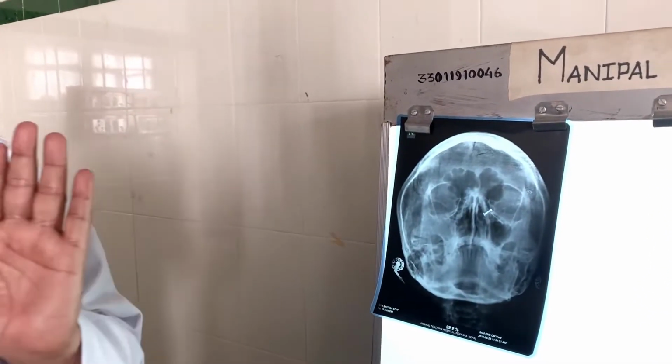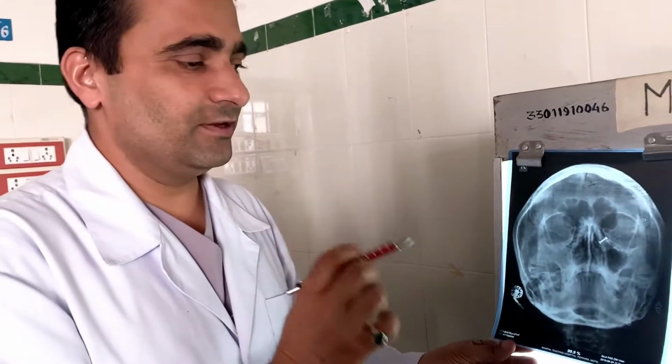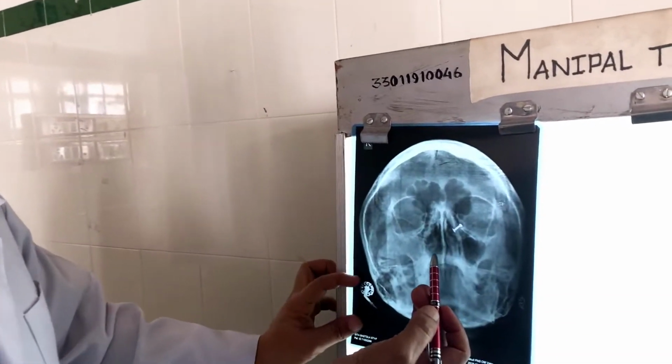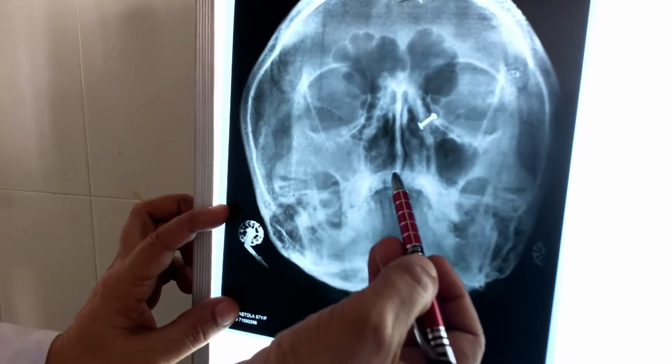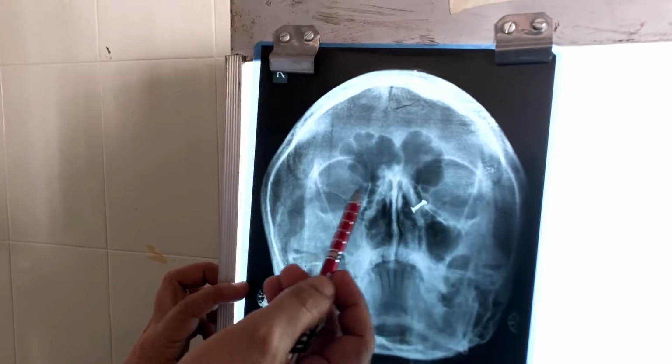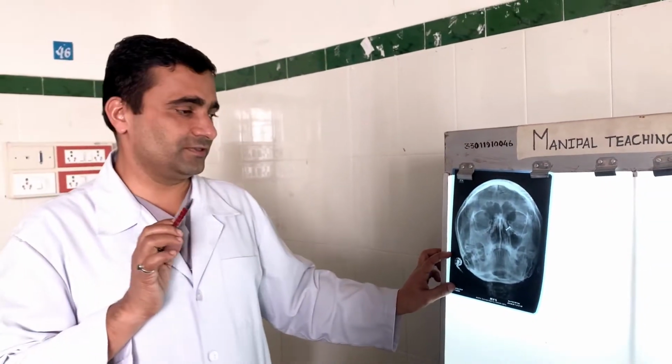So what do you see here? Very important. The most important thing to see over here is the nasal septum, as you can see. This is the orbit. Orbits are the most important things to be seen on X-ray PNS for the first time.